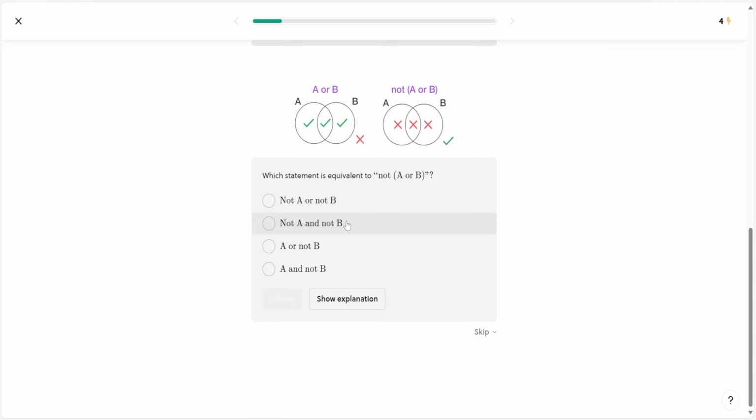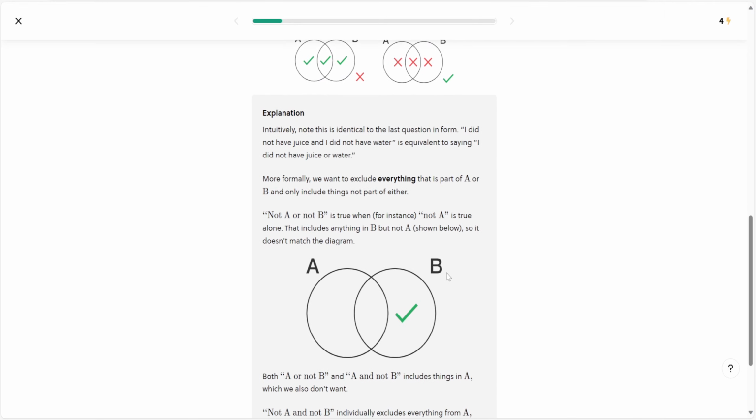Not A or B. Not A and not B. I think it's this one. I don't know why I think it's this one, but I think it's this one. Not A or not B. Not A. Why would they have brackets here if these two are exactly the same? They wouldn't. There'd be no point. So I think it's this and. Right, show me the explanation, please.